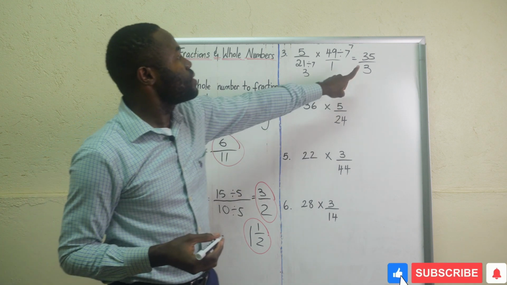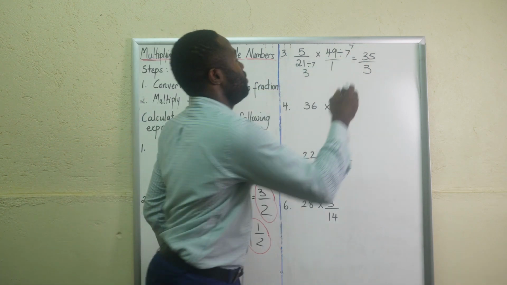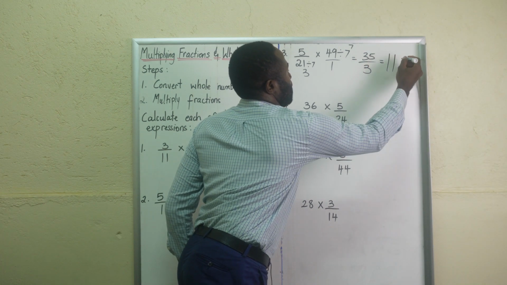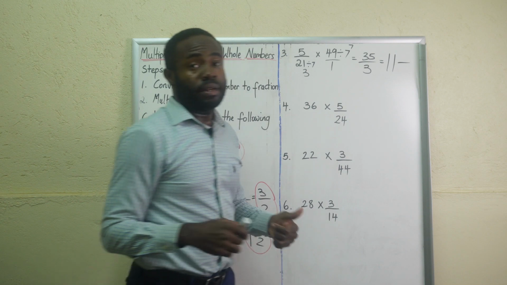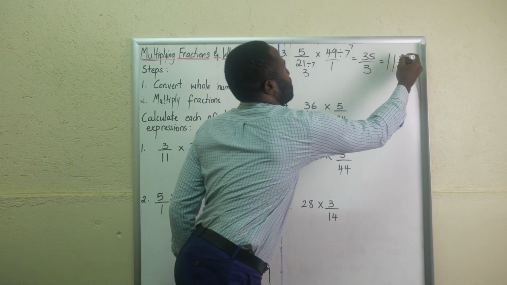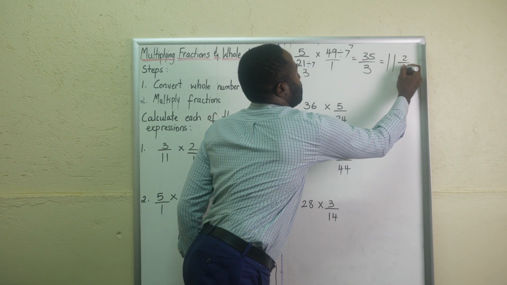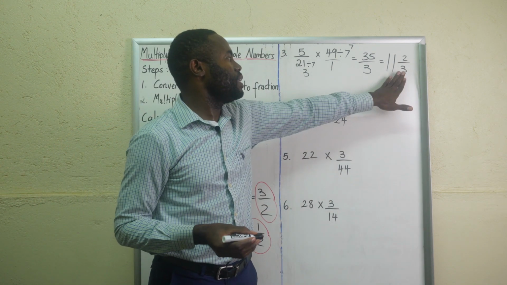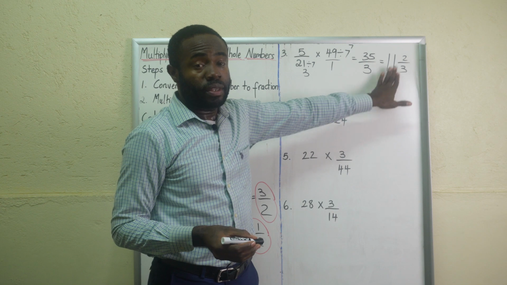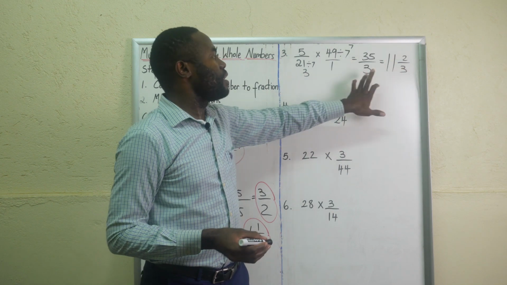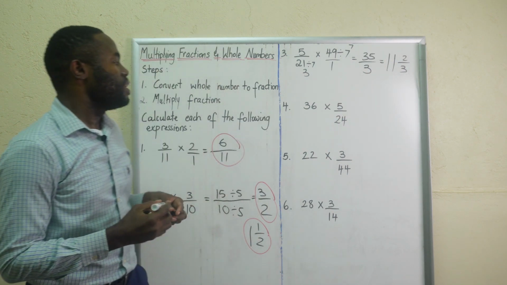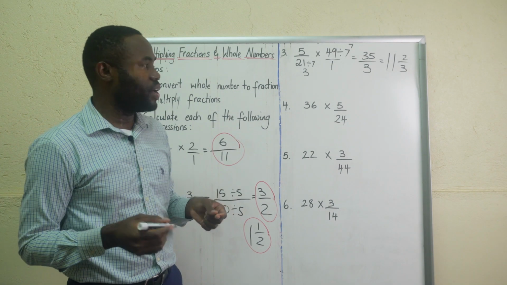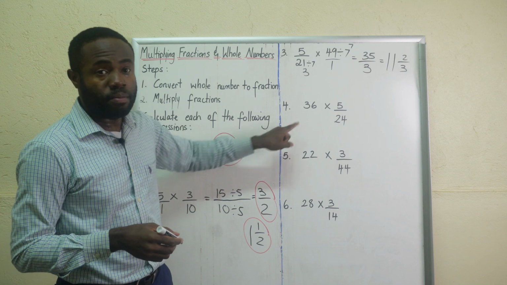So let's do that. So 3 into 35, that goes 11 times, and you'll be left with 2 remainder, and then you put back your what? 3. If you're unsure, you can always double check, see if it's correct. So it's 3 times 11, 33, plus 2, 35, and then you put back your denominator. So that's definitely correct. Let's turn our attention to number 4.